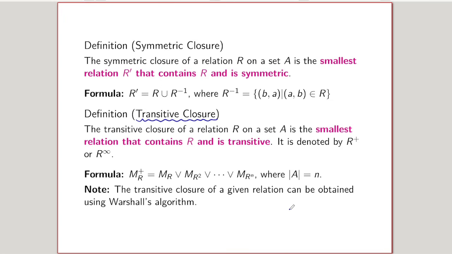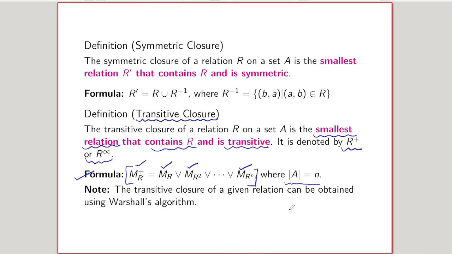Transitive closure. Similar to the previous two, reflexive and symmetric closure, this is the smallest relation that contains the given one and is transitive. The notation of transitive closure is either R plus or R infinity. We don't have any straight formula to find transitive closure. We can find it using the matrix representation of the given relation. First we take MR, then MR squared, up to MR power n. We take the union of all these matrices, and we will obtain MR plus.